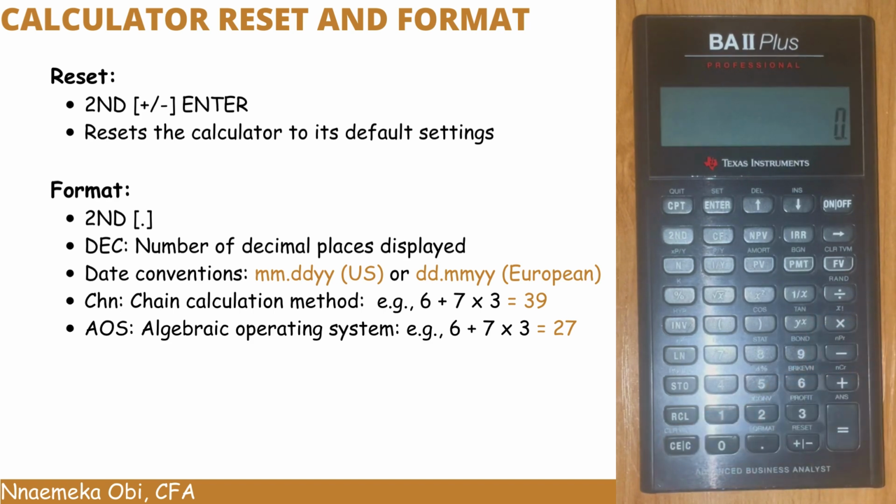So we'll press CE/C. So we are going to press 6, and then we'll press plus, we'll have 7, then times 3, okay? So if we press equal to, we'll notice that we have a value of 27, okay? So in the algebraic operating system, the calculator solves the problem according to the standard rule like BODMAS. So you can choose any one of them, okay? But I prefer to leave mine in the chain calculation method.